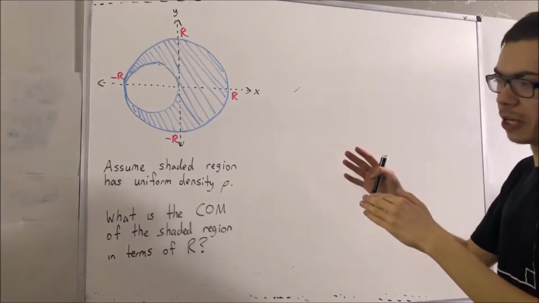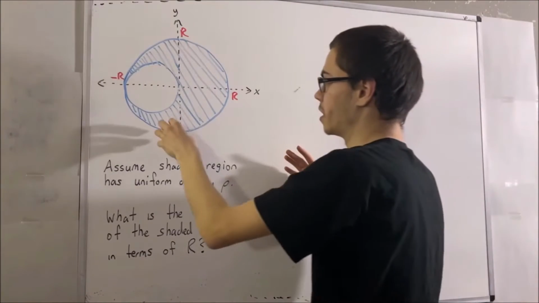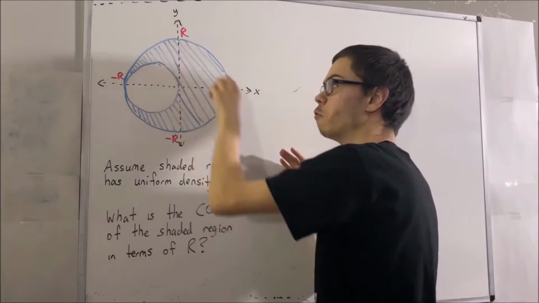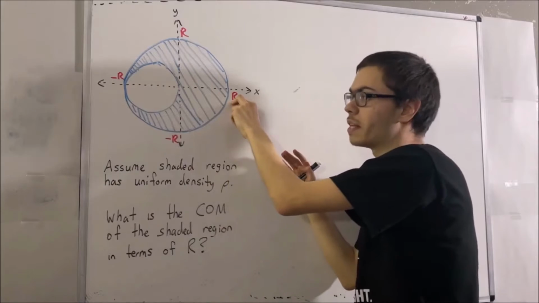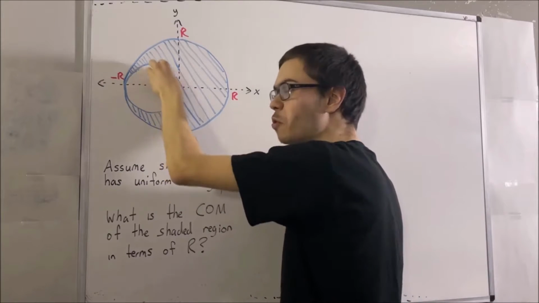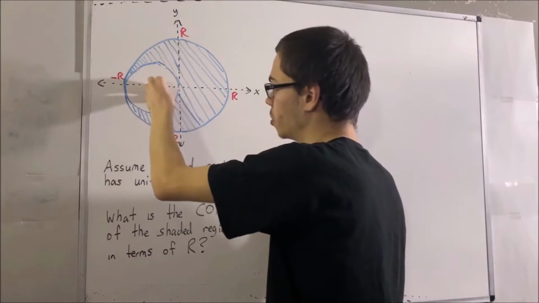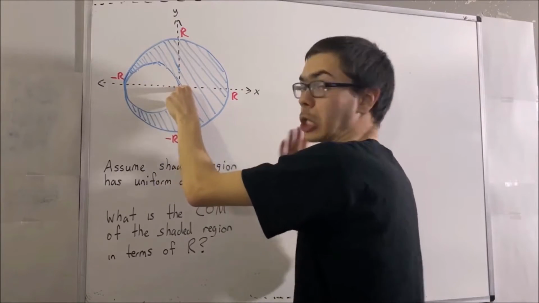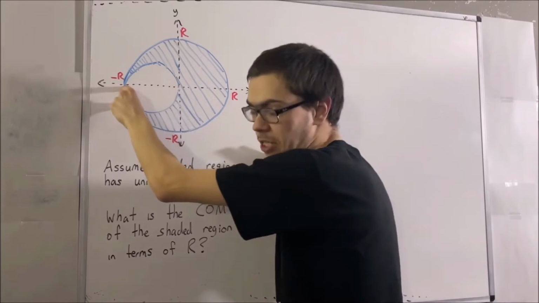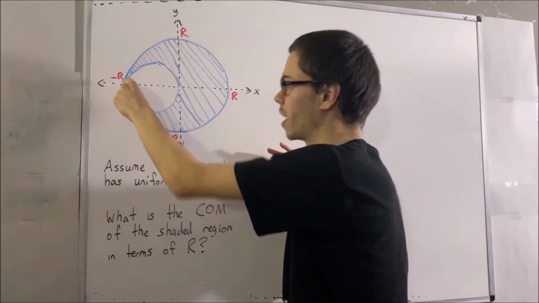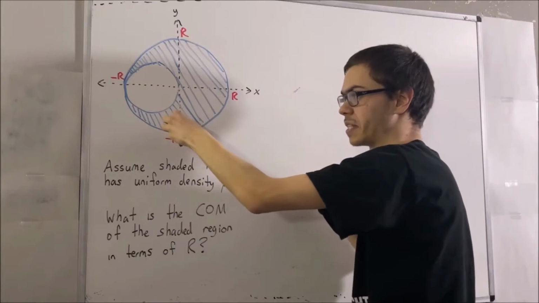And let's be clear, the shaded region is really a circle of radius r, with a smaller circle of half the radius cut out of it. And this smaller circle extends from the center of the larger circle to the radius of the larger circle. Okay, so that's really what our shaded region is.